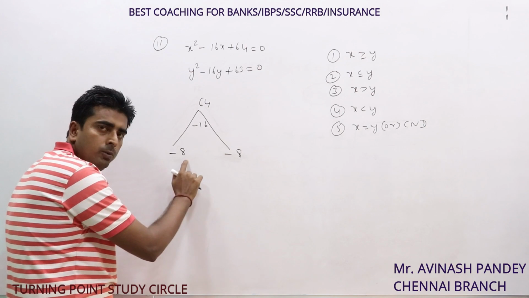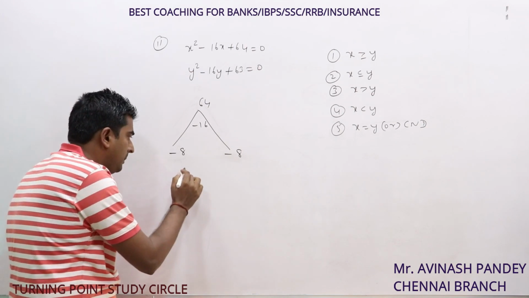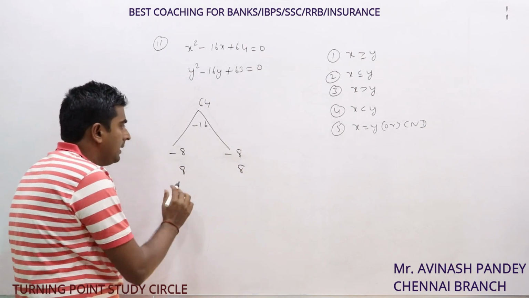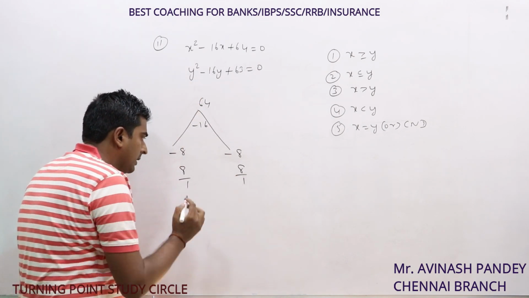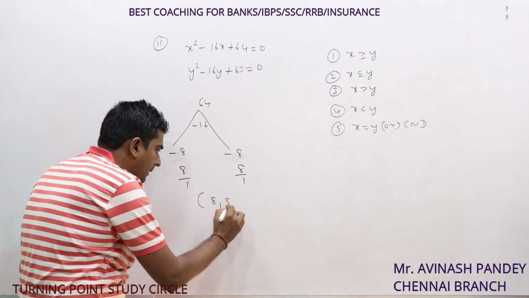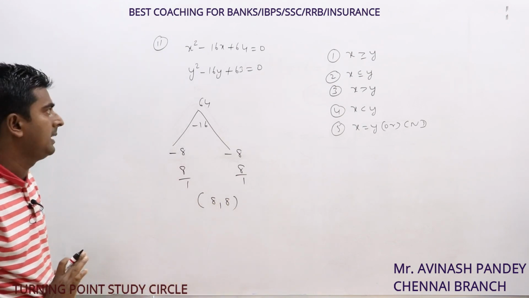Now, what we have to do? We need to change the sign in both the sides. So this will become plus 8, this will become plus 8. Now, what is the coefficient of x square? 1. So by 1, if you write also, it won't create any impact. So my answer is 8 and 8.